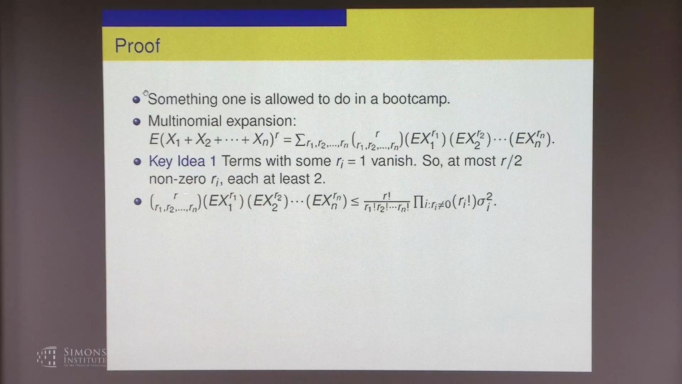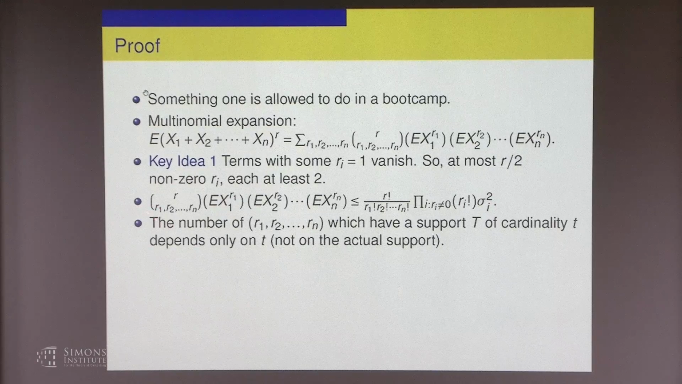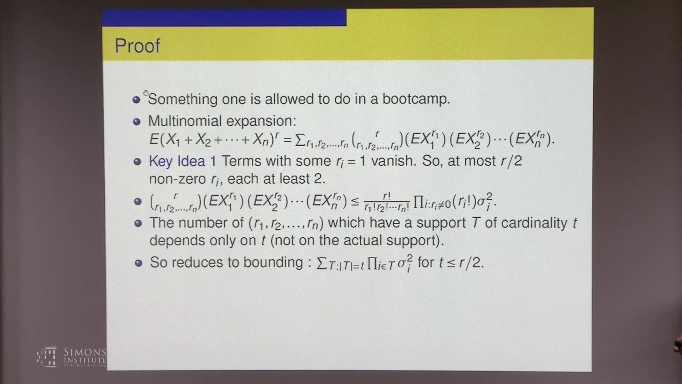We take those terms, and I conveniently put an ri factorial in the bound in the hypothesis, so that cancels out. Now you have to worry about the combinatorics a bit. The proof actually has mostly combinatorics, as opposed to the Bernstein method. The number of r1 through rn which have support on a particular set of non-zeros of cardinality t depends only on t, by symmetry. So we are reduced to the same coefficient for each set of cardinality t. We sum over all sets of the product of this thing.